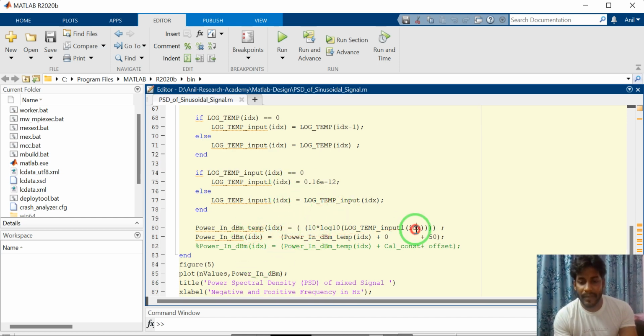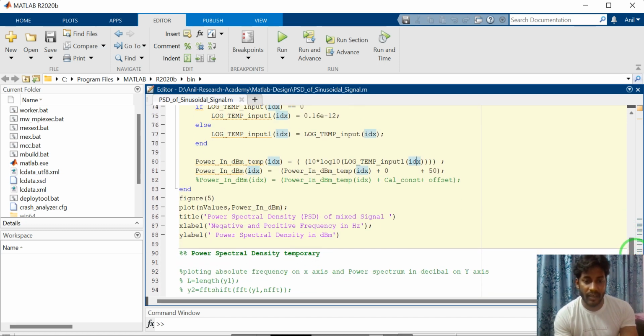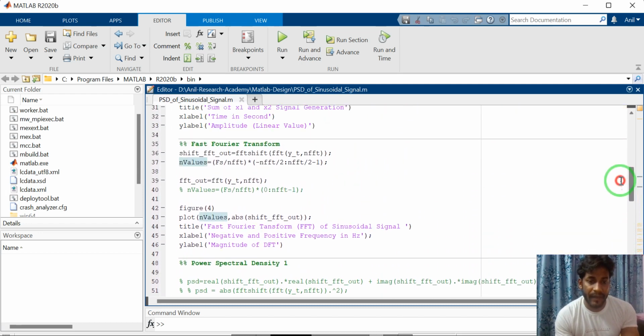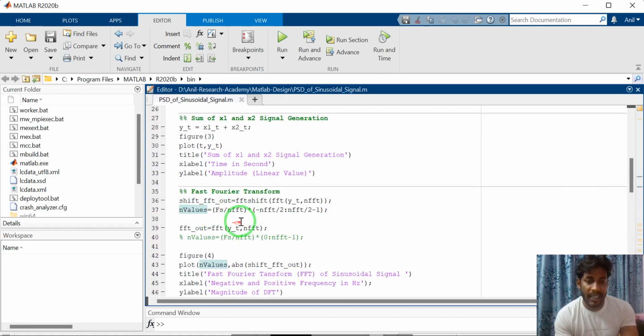and also convert linear data to logarithmic data. Okay, once after computation of power spectral density, just plot it here. I am plotting here n values and power in dBm. What is n values? N value is nothing but frequency axis. This is computed from the FFT. See here, n value is nothing but minus NFFT by 2 to NFFT by 2 minus 1, and simply multiplied by frequency resolution, sampling frequency by NFFT. This is the variable which is x-axis value.